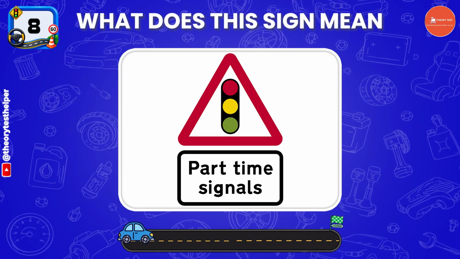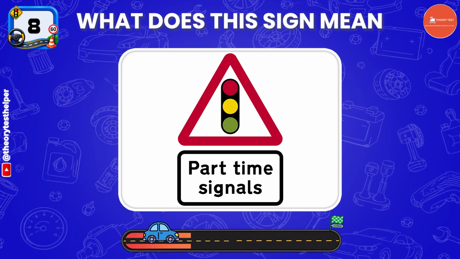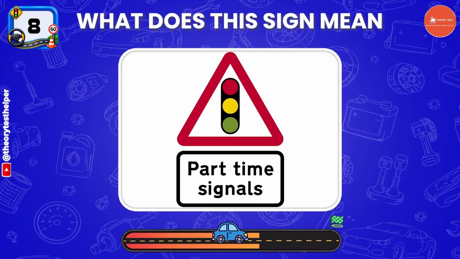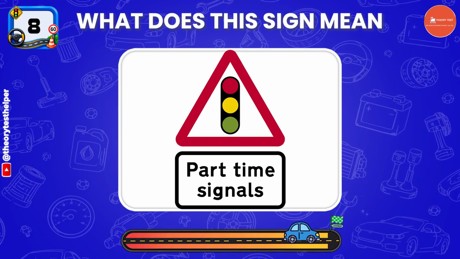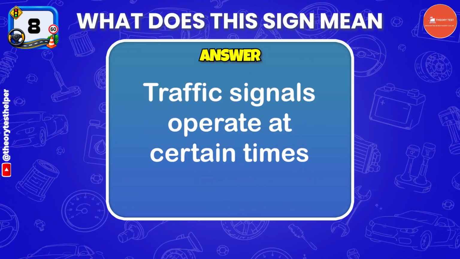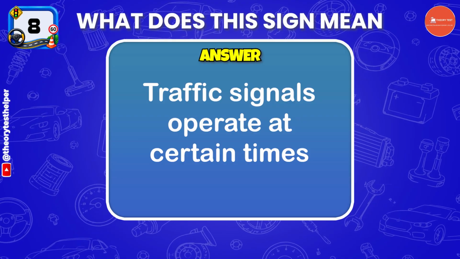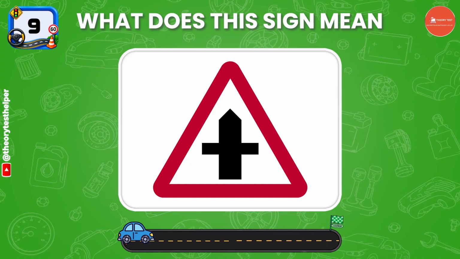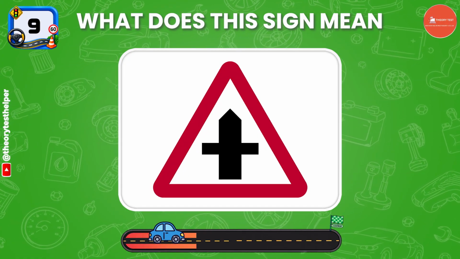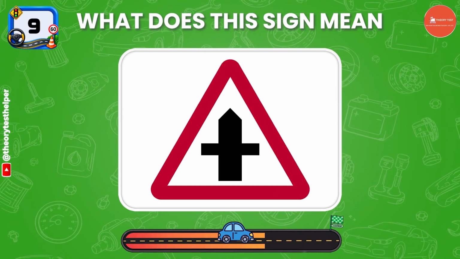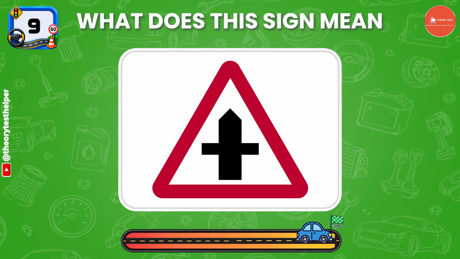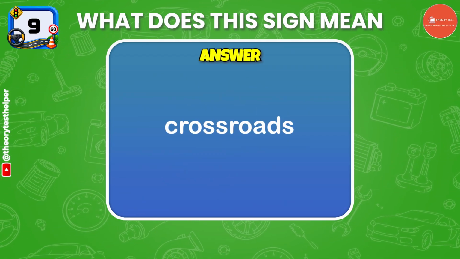What does this sign mean? Traffic signals operate at certain times. What type of junction is ahead? Crossroads.